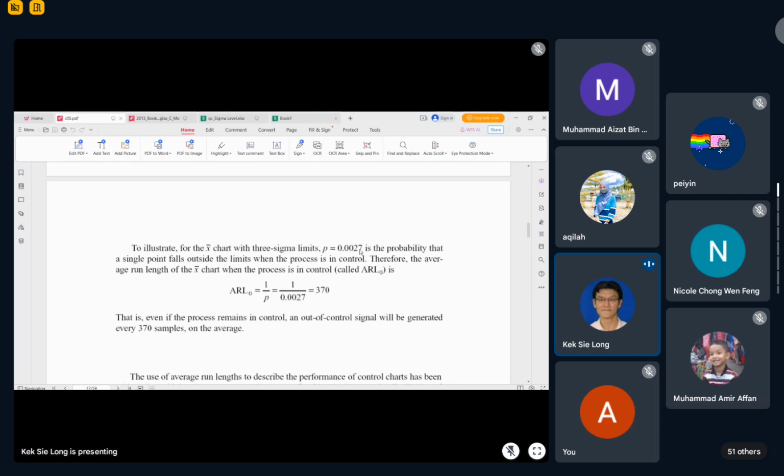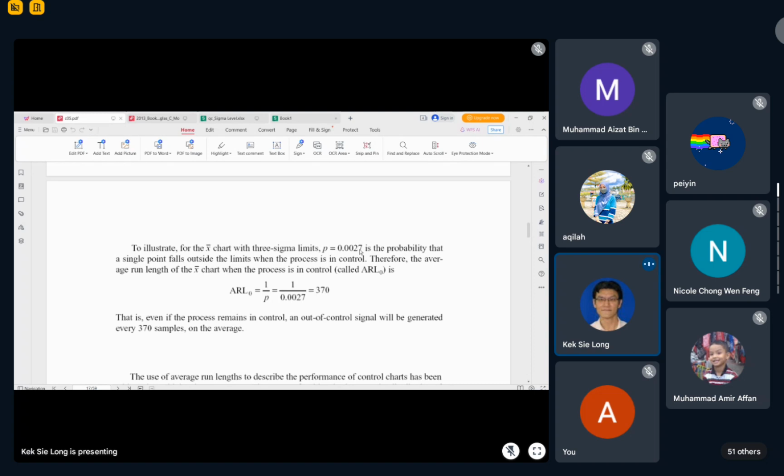We also can consider the probability that a single point falls inside the limit when the process is in control. So I have mentioned two terms. Just think of it, how to find the probability. Okay, come back to what we have discussed.